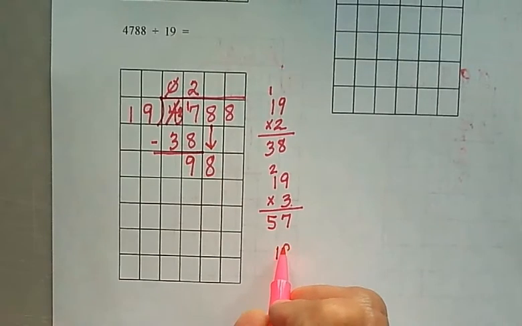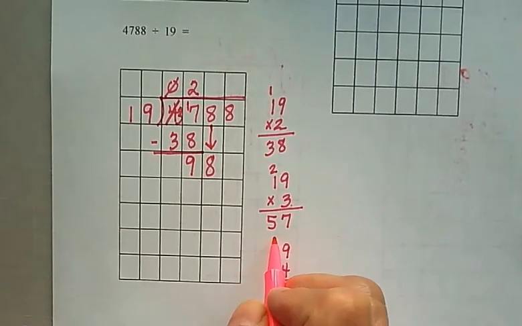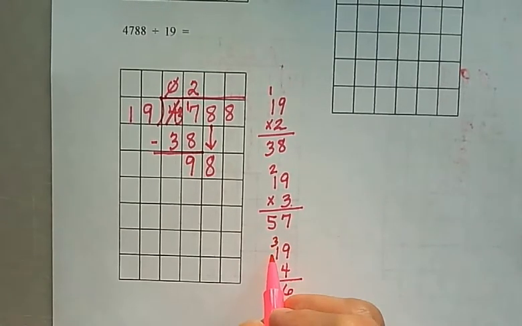Let's check it out. I'm going to go with 4 first. So 9 times 4 is 36. Put down my 6, carry my 3. 4 times 1 is 4, plus 3 is 7, 76.